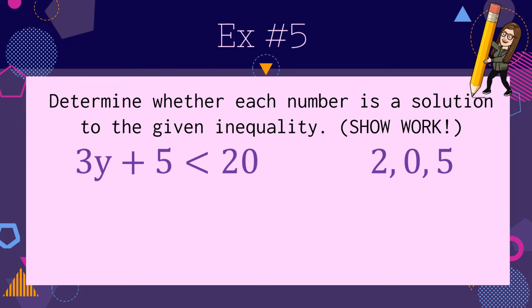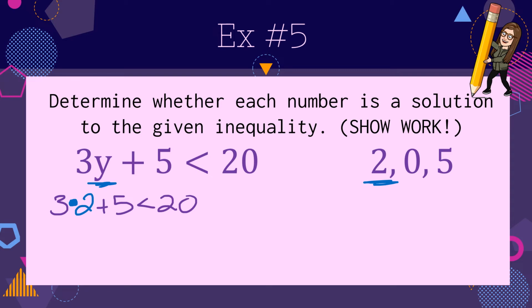The last topic we want to try is determining if a number is a solution, meaning I'm going to plug 2 in for y, and I'm going to simplify it. So let's try that. That means we have 3y plus 5 less than 20, but instead of y, I'm going to put in a 2. Well, what am I doing to the 3 and the y? I'm multiplying. So I'm also going to put a dot in there so it looks correct.